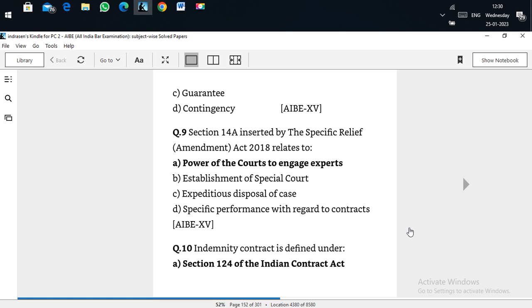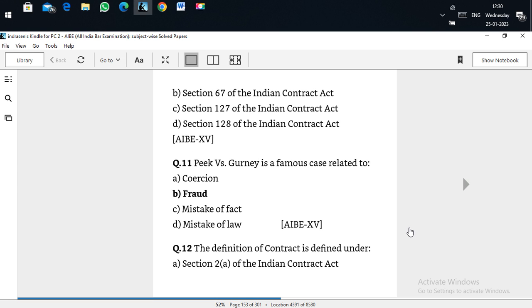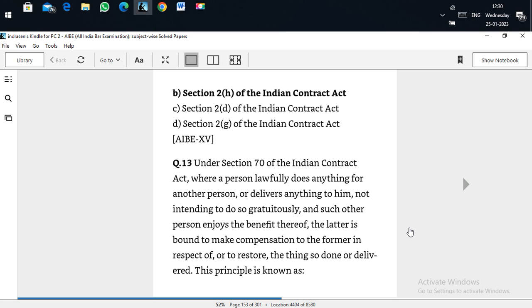Indemnity contract is defined under Section 124 of the Indian Contract Act. Peek versus Gurney is a famous case related to the fraud. The definition of contract is defined under Section 2A, 2H, 2D or 2G of the Indian Contract Act. It is defined under the 2H of the Indian Contract Act.